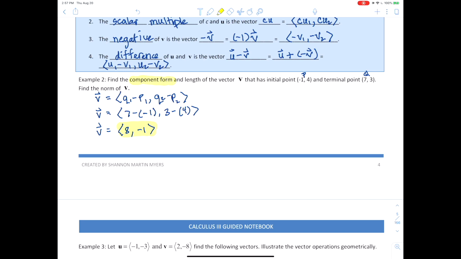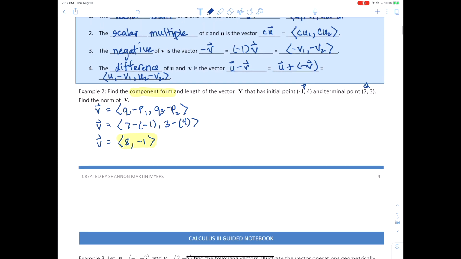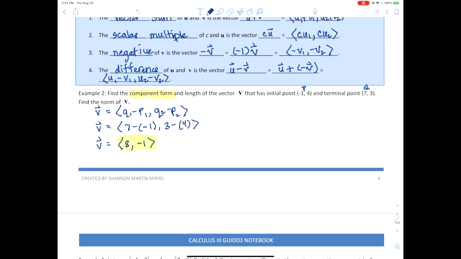And now what do we need to find? We need to find the length of V, right? So the length of V is going to be, what do you think? Well, didn't we say we could just use the distance formula? So if you use the distance formula on P and Q, we're going to play around a little bit here, and you might have done this directly, and that's fine.